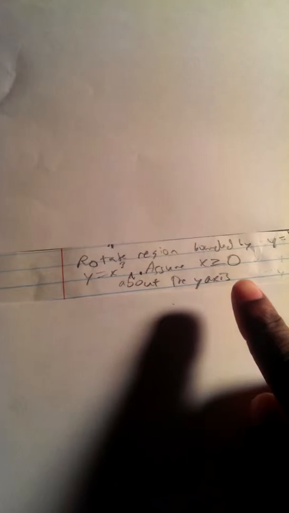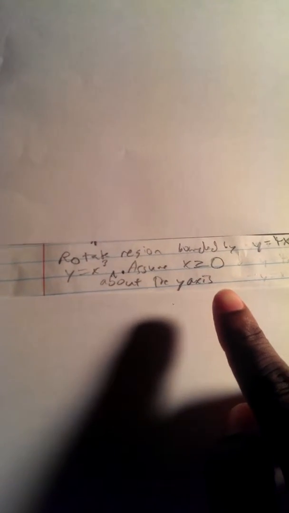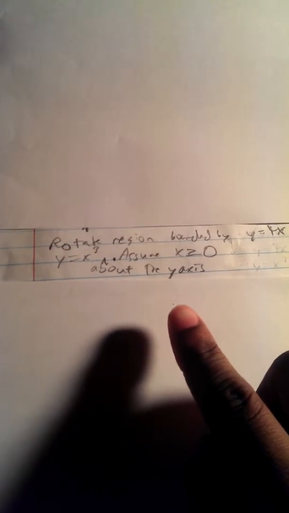We'll rotate the region bounded by y equals 4x and y equals x cubed. Assume that x is greater than or equal to 0, and it will be rotated about the y-axis. Okay, so the first thing we did was draw a graph to see what area we'll be rotating.